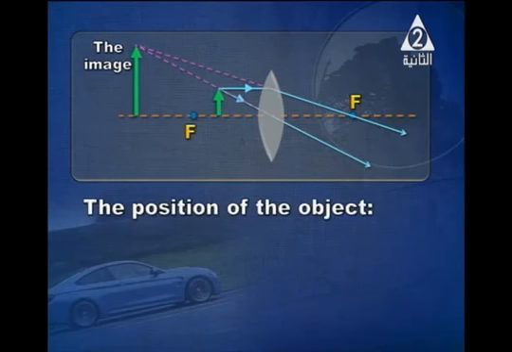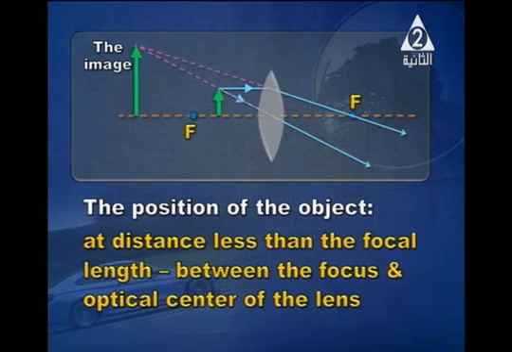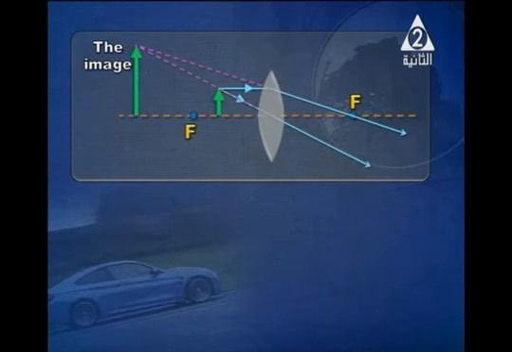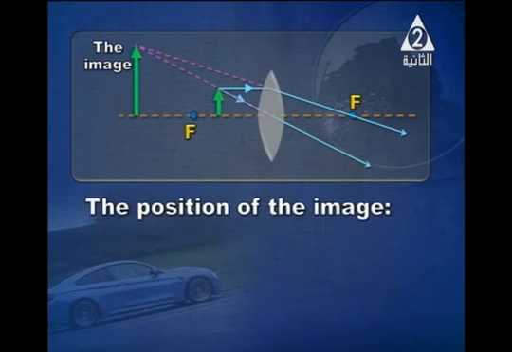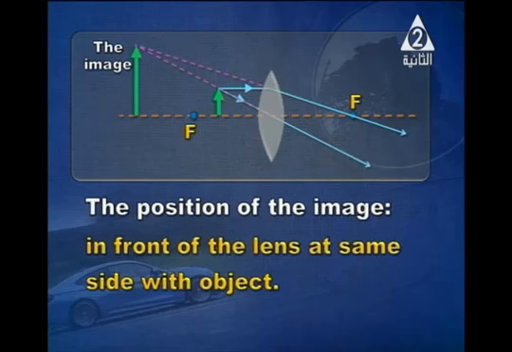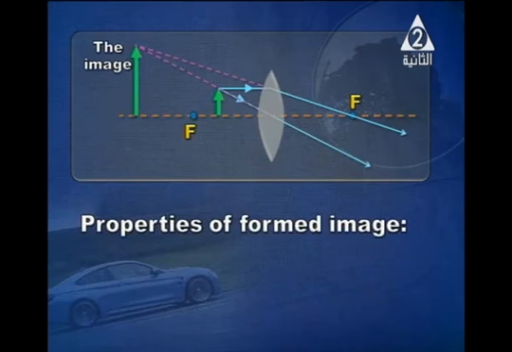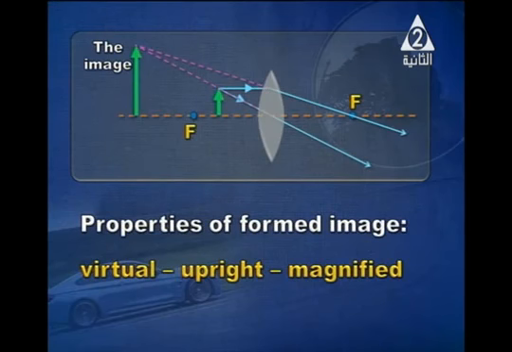The position of the object is at a distance less than the focal length, or between the focus and the optical center of the lens. The position of the image is in front of the lens, on the same side as the object. Properties of the formed image: virtual, because it is formed due to the intersection of the extensions of the two refracted rays. Upright and magnified.